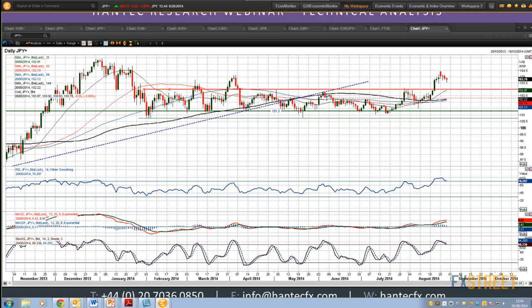Look at these moving averages all turning up in bullish sequence. Momentum indicators also turning more positive as well, so that is good.